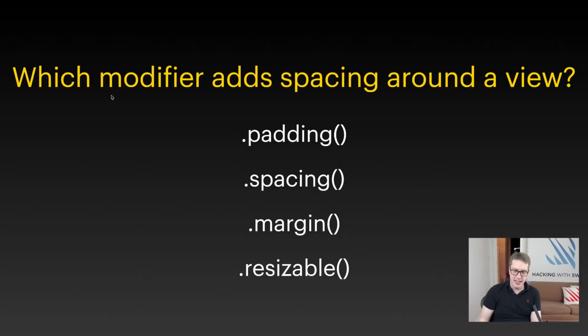Hopefully you figured it out. The answer is padding. Now, this operates cunningly different to the way you'd expect it to work if you come from the web world, where you have padding and margin and they do different things. You need to only have padding, I'm afraid, in SwiftUI. There is no margin. Spacing I made up as well. And resizable is to make images stretch out on the screen. So the answer is padding.